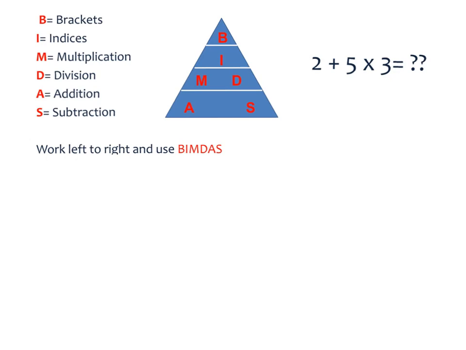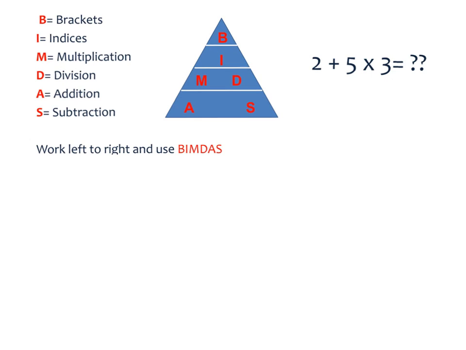And as you can see from the triangle on the left hand side, BIMDAS works as a type of hierarchy. So basically whatever's at the top of the triangle you do first, all the way down to the bottom of the triangle. What you'll notice is that each letter stands for a different type of operation. So B stands for brackets, I stands for indices, M stands for multiplication, D for division, A for addition, and S for subtraction.